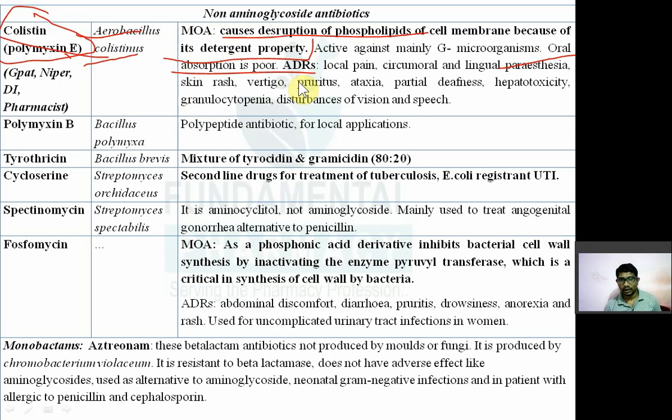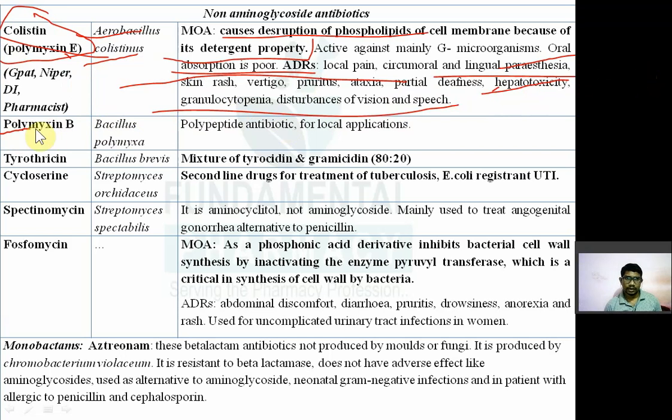Adverse drug reactions include local pain, lingual paresthesia, skin rash, vertigo, ataxia, pruritus, partial deafness, nephrotoxicity, granulocytopenia, and disturbance in vision and speech. These are the adverse effects of colistin sulfate or polymyxin E.